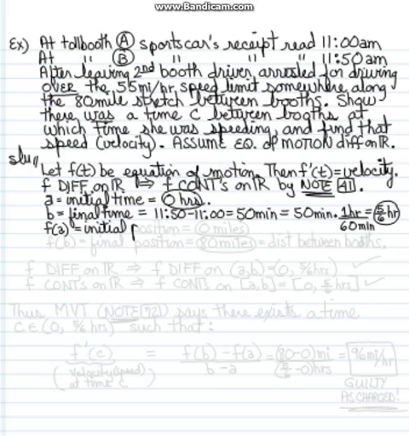Now the y partner, the position: f of a, the initial position, is going to be 0 miles because that's when we start this 80-mile trip between the two booths. f of b is the final position. That's at 80 miles because she made the entire 80-mile trip between booths.